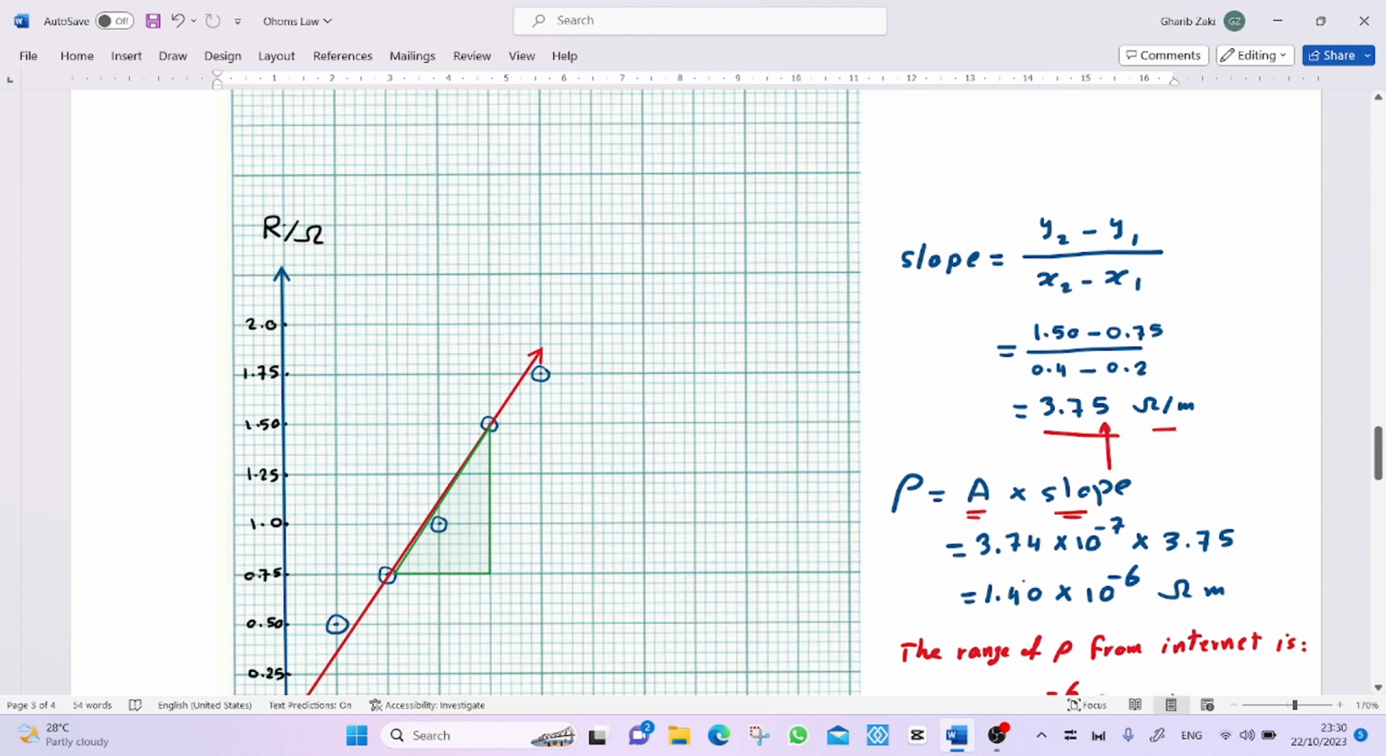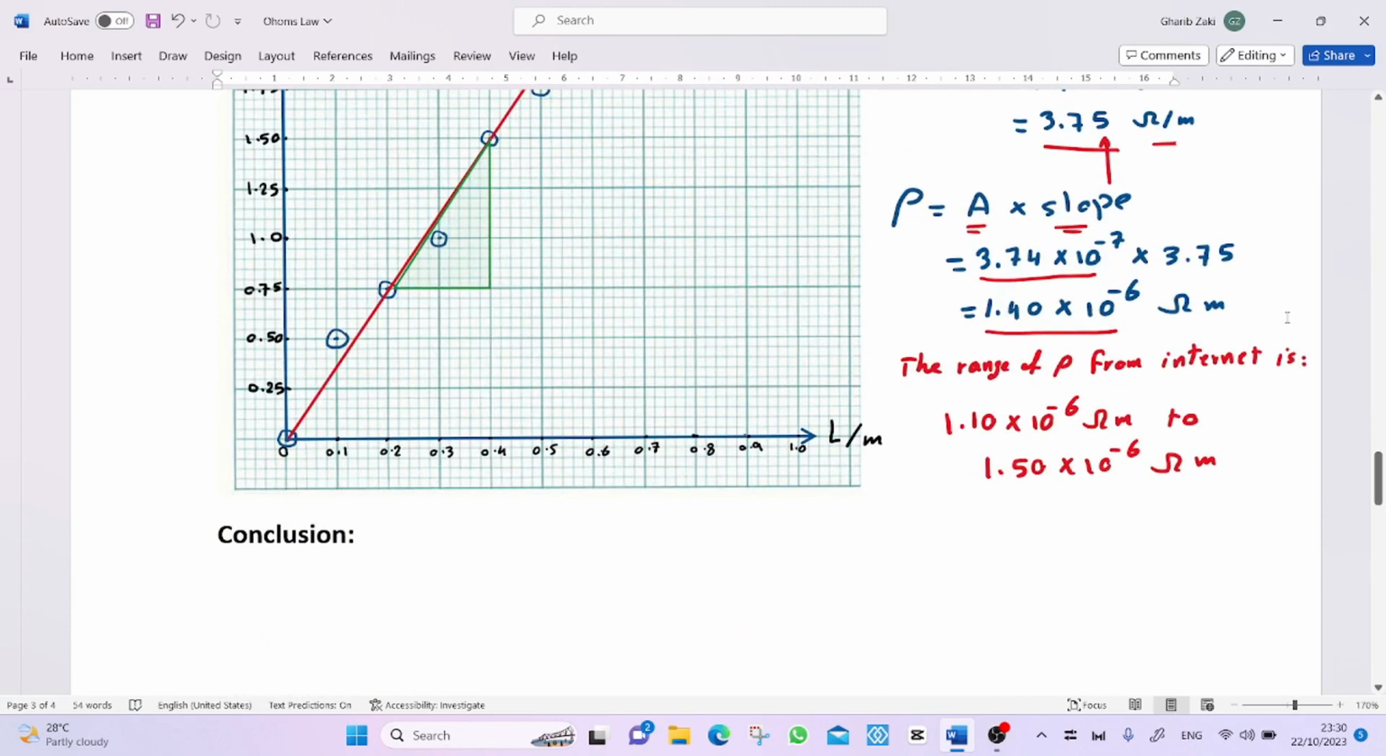So the resistivity equals A, cross-section area, multiplied by the slope. This is the slope, and the cross-section area we found before was 3.74 times 10 power negative 7. The answer is 1.4 times 10 power negative 6 ohm meter. From the internet, the range of resistivity of nichrome wire is from 1.10 times 10 power negative 6 ohm meter to 1.5 times 10 power negative 6 ohm meter. Then we know that our value is in the range of nichrome wire.